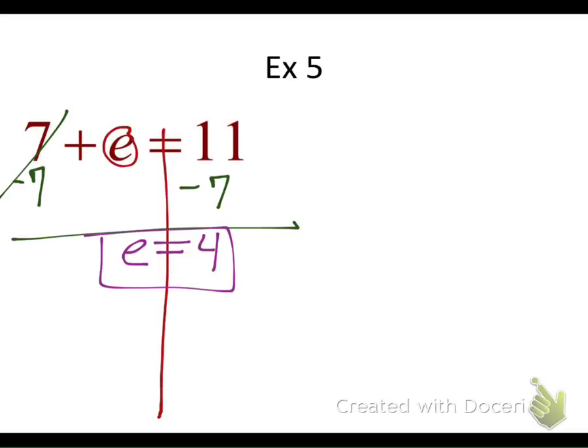Now, do I need to worry about getting rid of this plus sign? No. It's just showing that that's a positive. Now, if it was a minus, a subtraction sign, then we'd have to do something. Then we'd have to get rid of that subtraction sign. Any questions on that one? Okay, moving right along to example number 6.